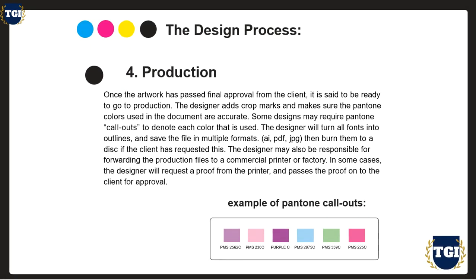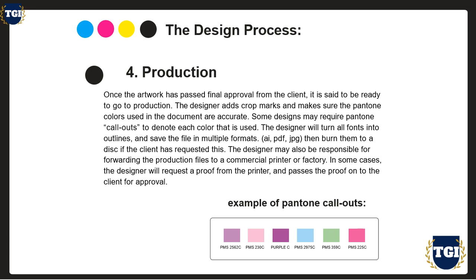All right, so the fourth is the production process. Once the artwork has passed final approval from the client, it is said to be ready to go to production, especially when it comes to things like flyers, business cards, all right? I think logos are mostly printed as well. So the designer adds crop marks and makes sure the Pantone colors used in the documents are accurate. Some designs may require Pantone callouts to denote each color that is used.